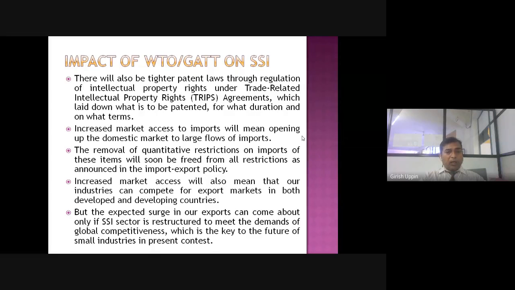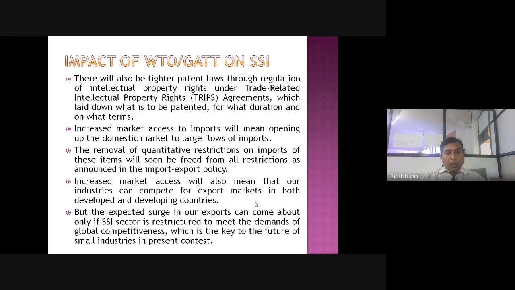Increased market access will also mean that our industry can compete for export markets of both developed and developing countries. So it will give an opportunity where our industries can compete with the other industries, and also increase their export. But the expected surge in our exports can come about only if the SSI sector is restructured to meet the demands of global competitiveness, which is the key to the future of small scale industry in the present context.